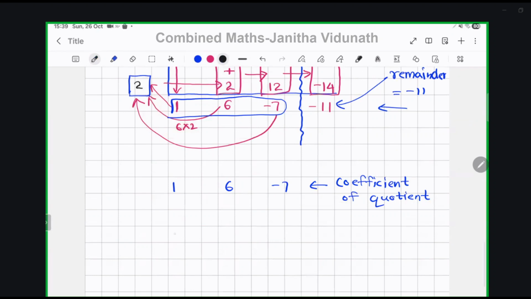That means our final quotient should be made with these numbers. We need to multiply the first number with x to the power 0, then x to the power 1, and the last number with x to the power 2. That means our final quotient is x square plus 6x minus 7. This is the quotient.